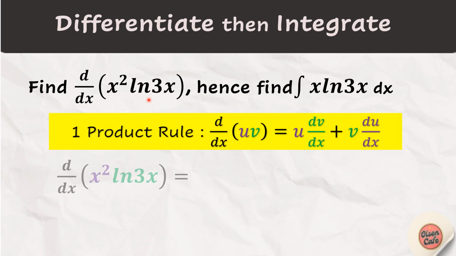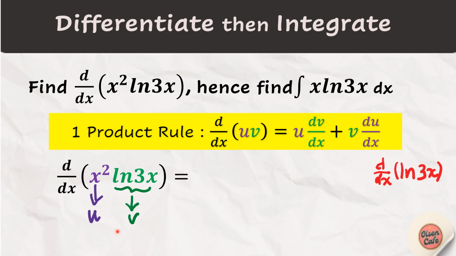Using product rule here, to help visualize, I have color coded it. I'm going to use purple to represent the function u, and ln 3x green, which is v. Before I move on to apply the formula, what we will want to take a look at is how can we differentiate the function ln 3x.